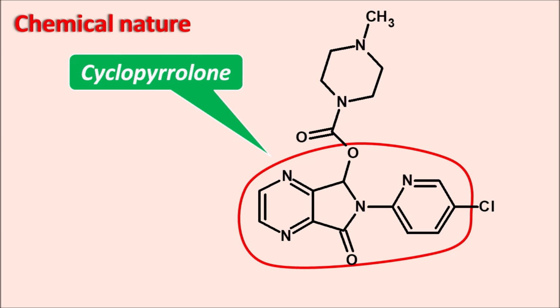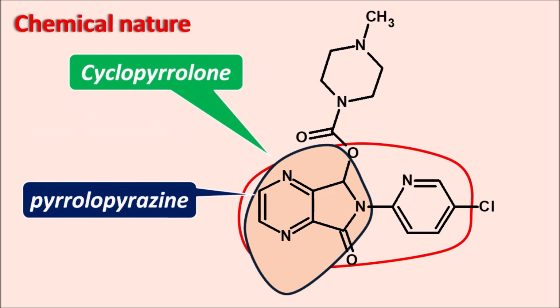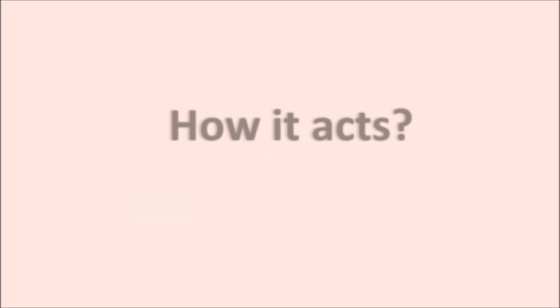Within this structure we can also observe a fused heterocyclic ring system. This is the ring, and here a pyrrole ring is fused with the pyrazine. So this is nothing but the pyrrolopyrazine ring system. In this way, Zopiclone is a pyrrolopyrazine derivative. Now let us see how this drug acts.